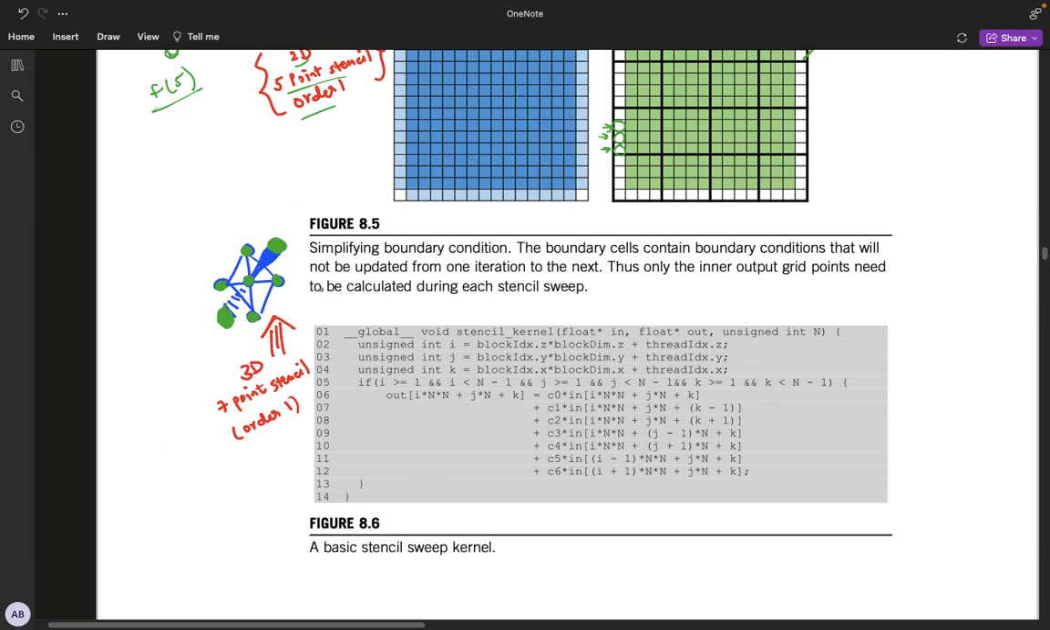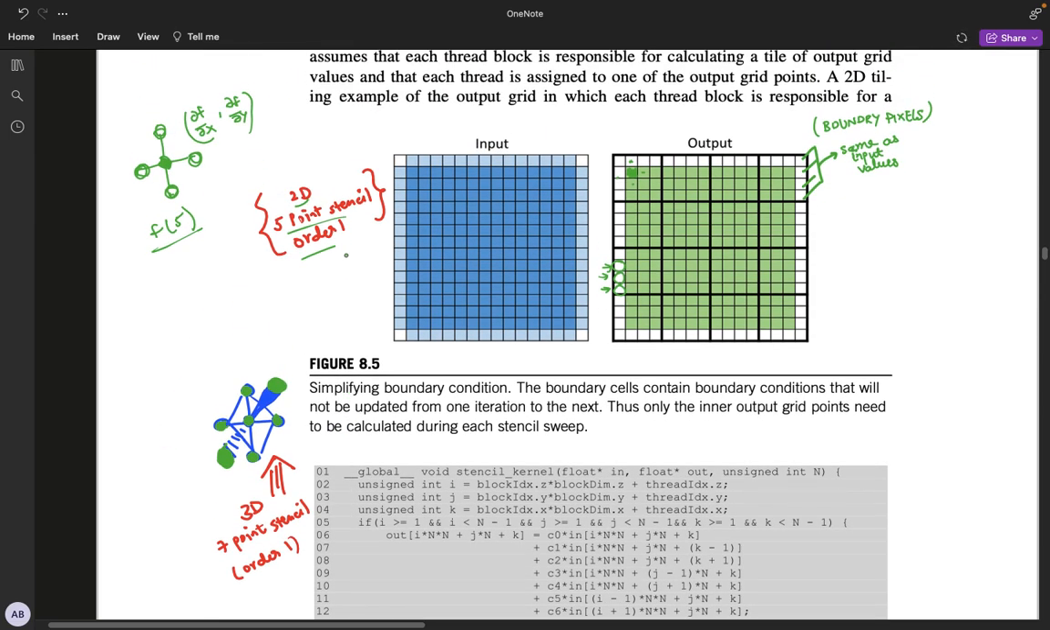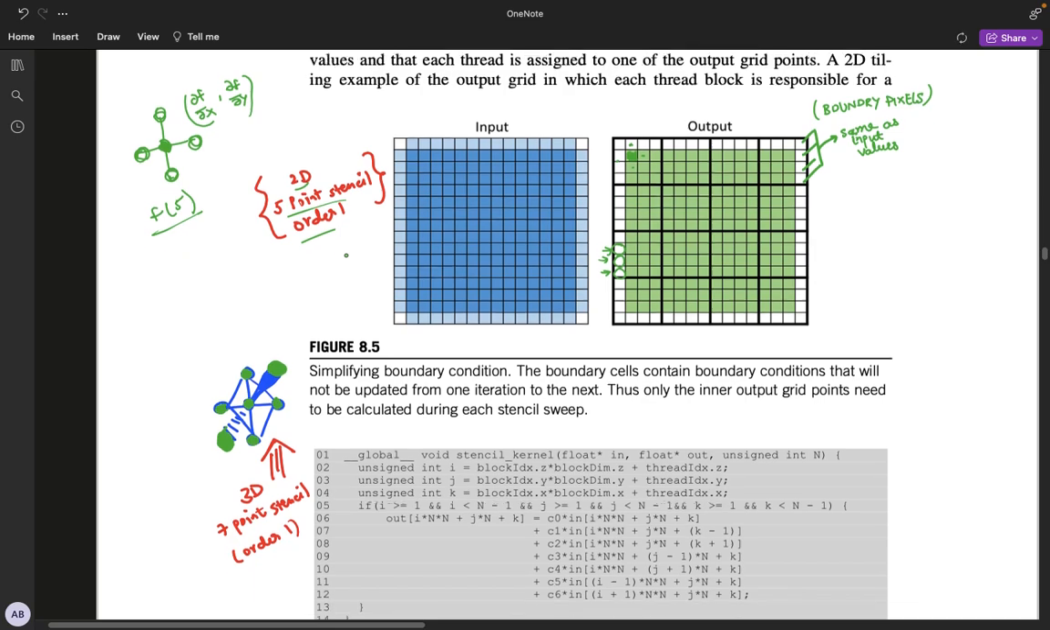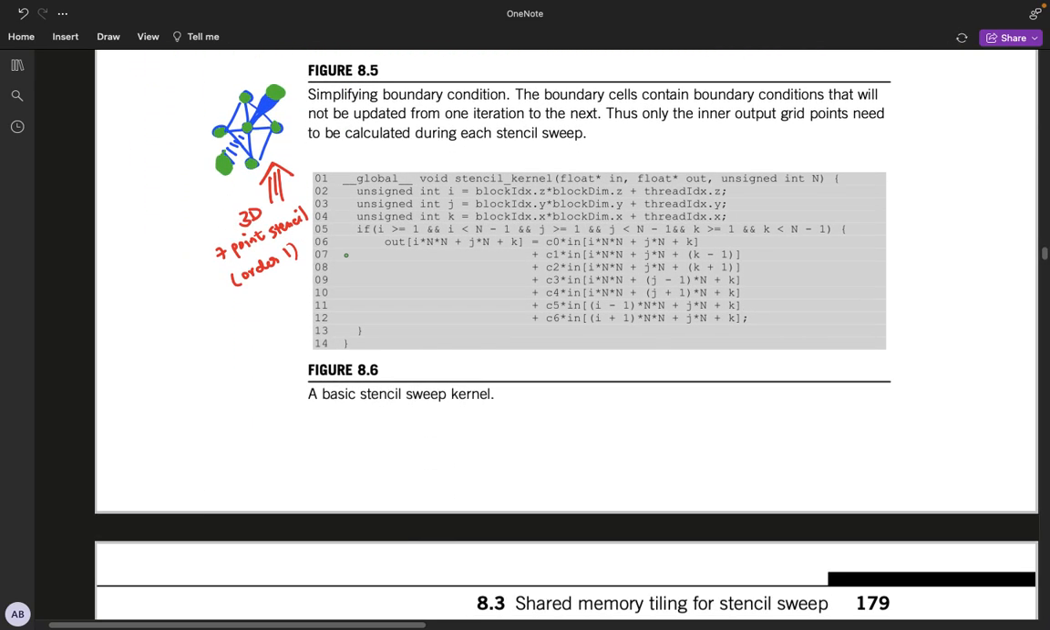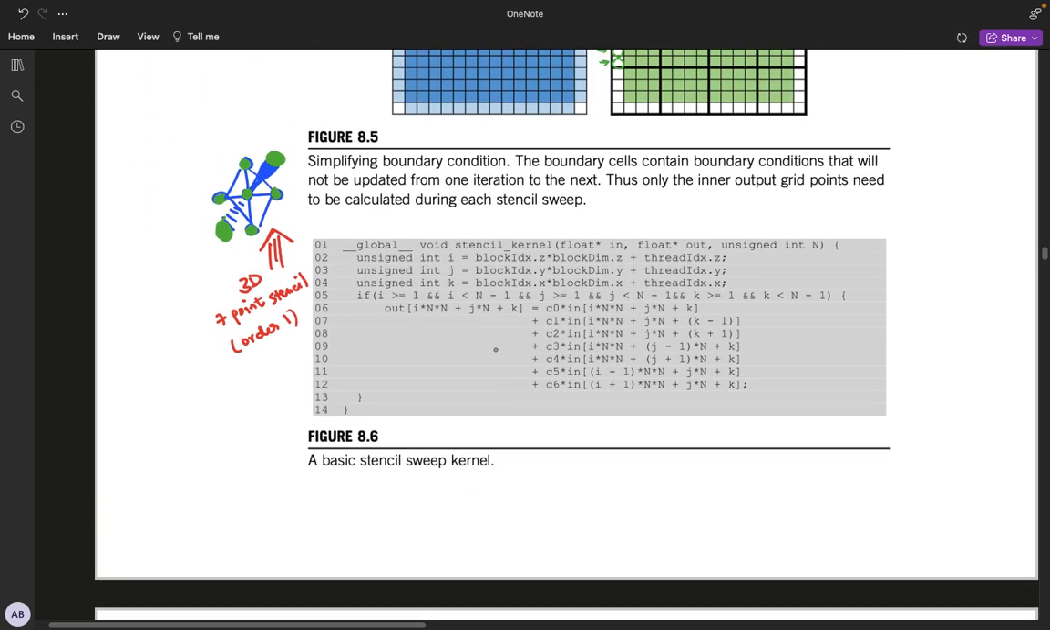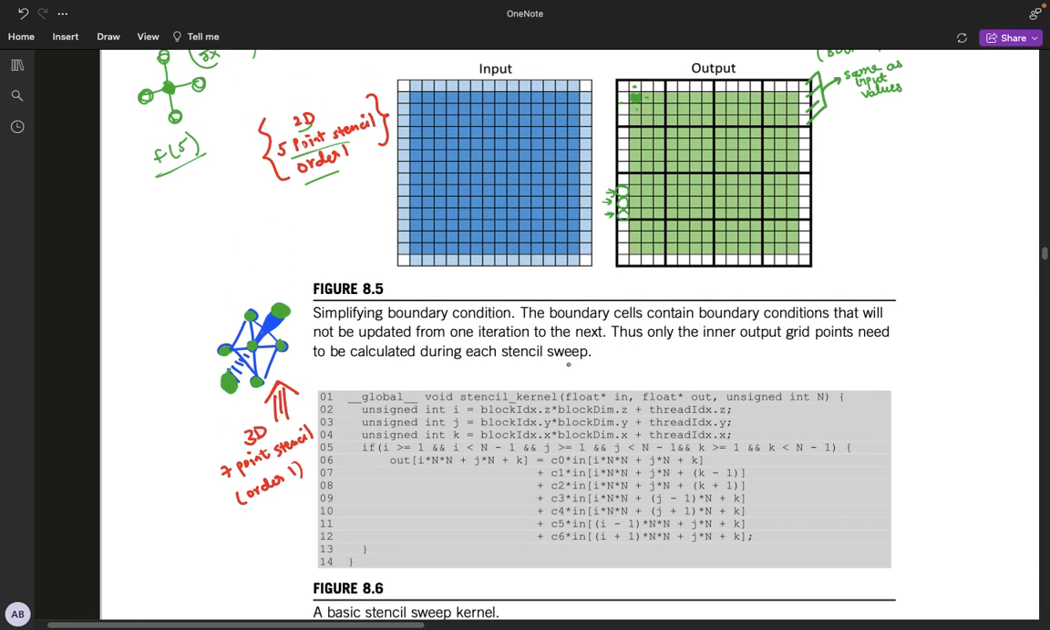And similarly, this is a 3D 7-point stencil, which is a natural extension of the 2D 5-point stencil of order 1. This is just a basic stencil sweep kernel, in which we split the grid into blocks, and each thread inside the block is responsible for doing its own computation. So we see that only these threads do computation. If the thread is in the non-active region, we filter it out according to this condition.